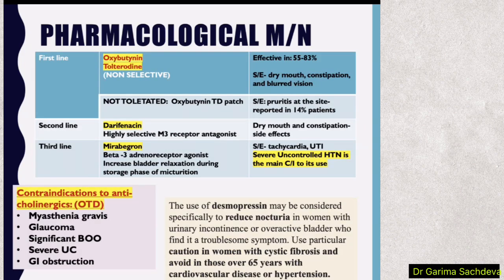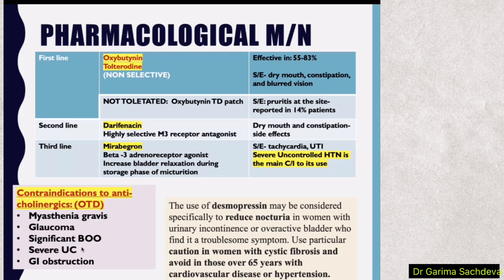How is it acting on the blood vessels then? It is also acting on the blood vessels. It constricts, because adrenergic receptors cause vasoconstriction, right? So that's why the side effects of it are tachycardia and hypertension, and in severe uncontrolled hypertension you do not give it.